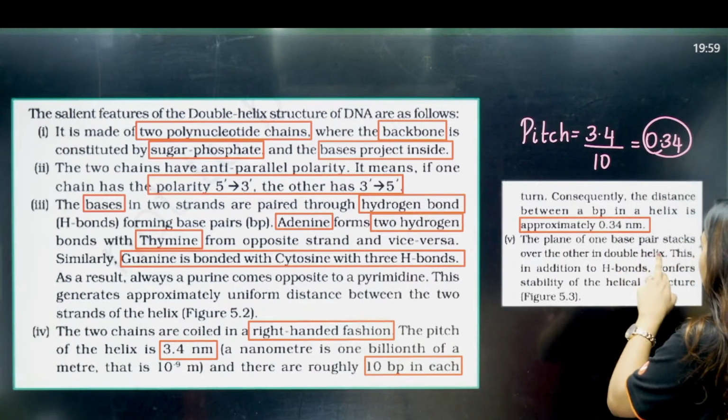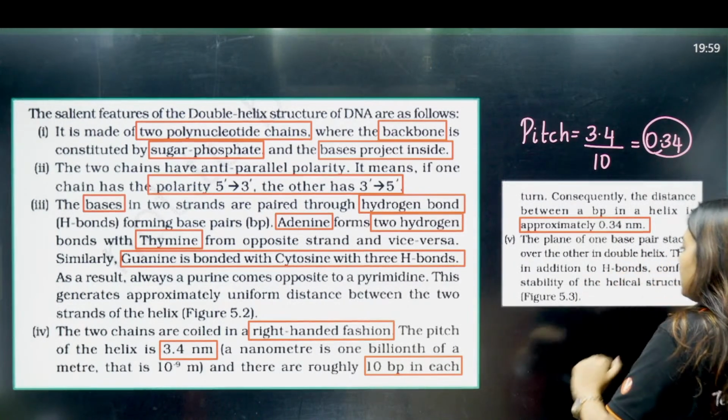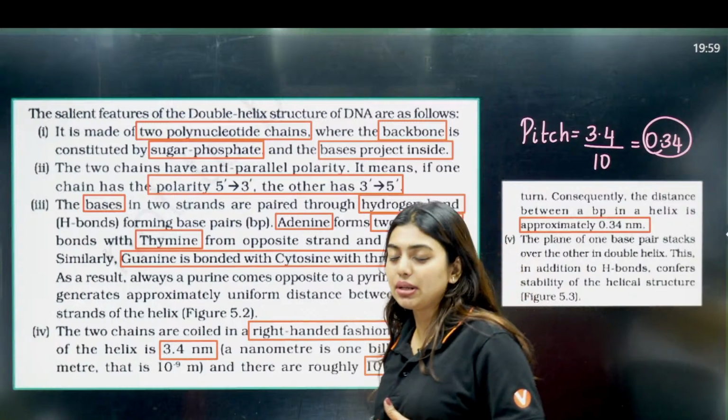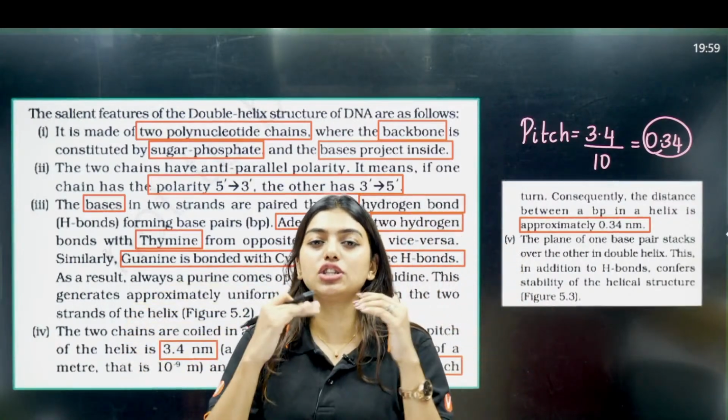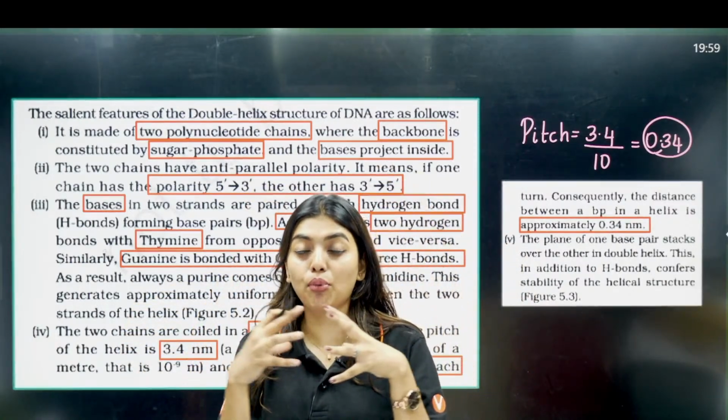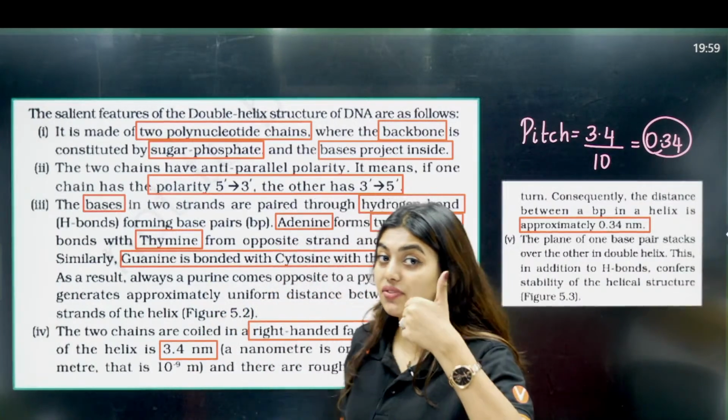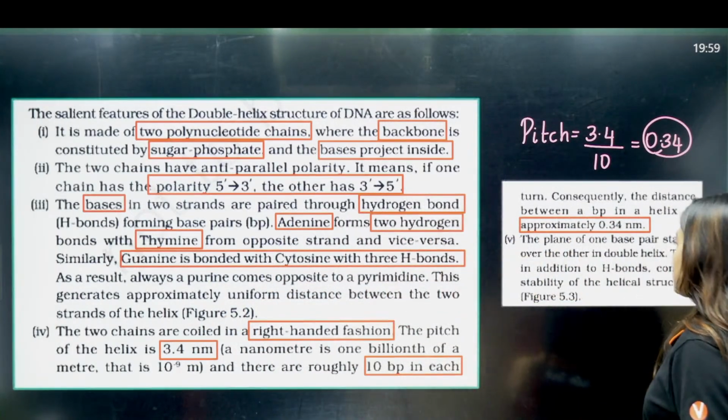Now, the plane of one base pair stacks over the other in the double helix. This gives more stability. That means one base pair stacks over the other, so the stability between them is very, very strong. Clear? Salient features are clear?